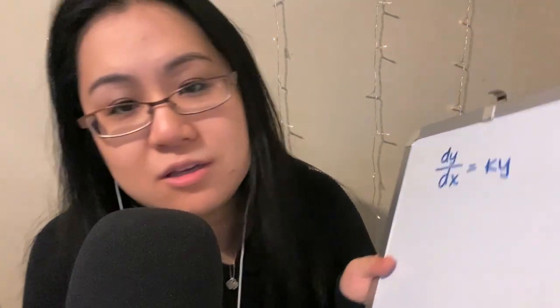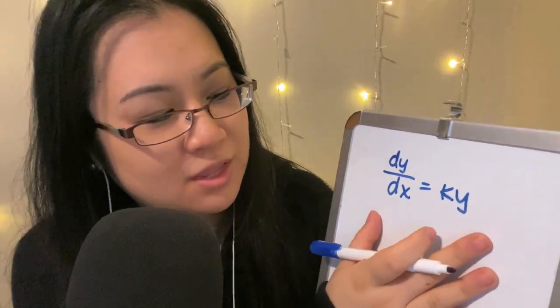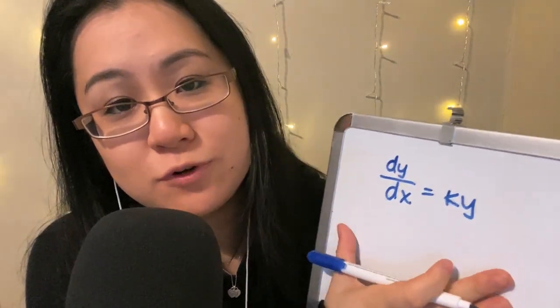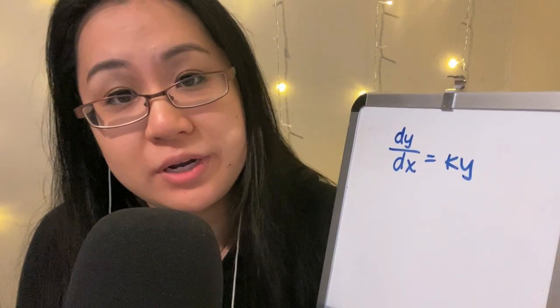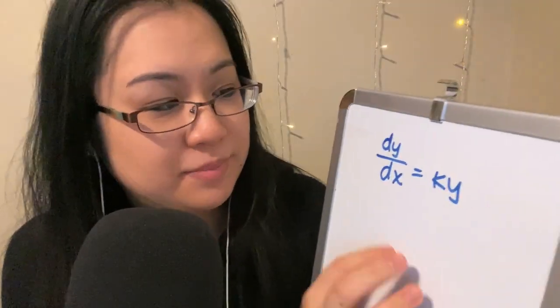Alright, so let's start with the original formula that was mentioned in the topic request. So it's dy/dx equals k times y. Okay, so this is the general formula that they wanted to take a look at. So what we're going to do is break it down step by step.